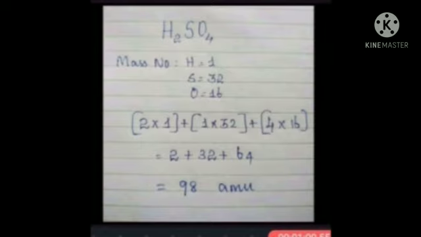Okay. So each and every atom we have to add. So 2 plus 32 plus 64. So the relative molecular mass of sulfuric acid is 98 AMU. AMU is atomic mass unit.